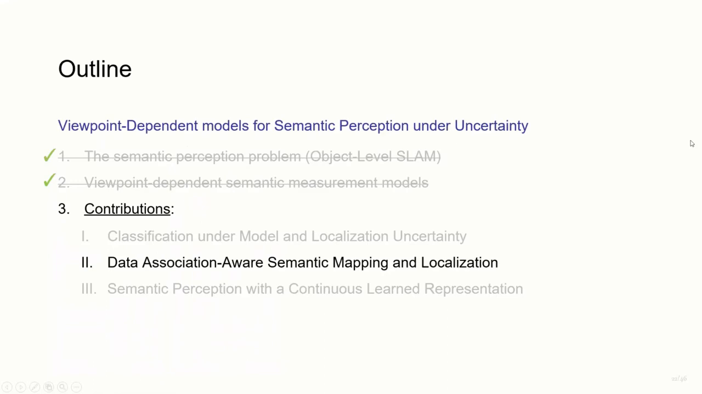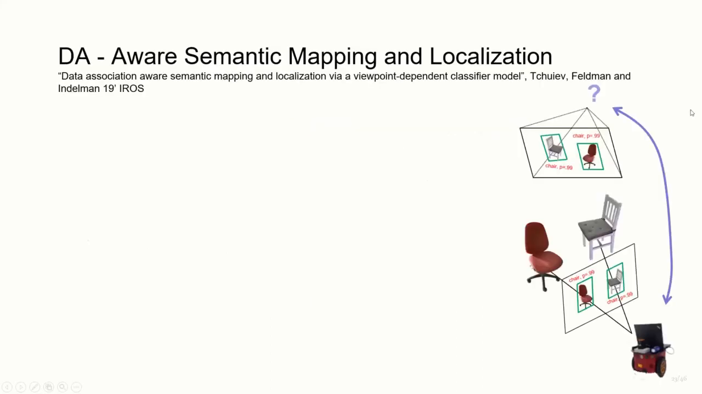So this was the first direction. We now proceed to the second contribution, which is a scheme for data association aware semantic SLAM. Attribution disclaimer: this part of the research was done in collaboration with Vova Chuyev and was published as an IROS paper. We did the theoretical development together, and I contributed to the paper, but the implementation and the experimental results that I present are entirely Vova's.